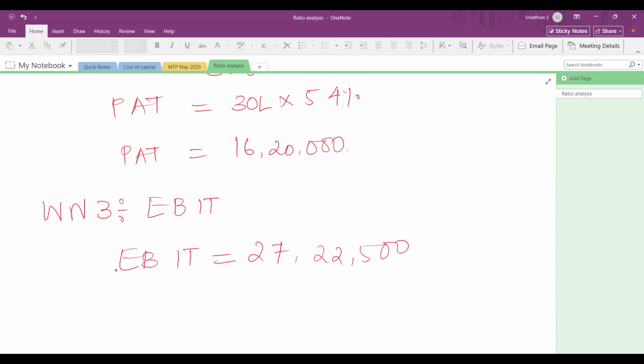Did everyone get it? 27 lakh 22,500. Correct. Is there anyone who wants to show how this number came? Did everyone get it?